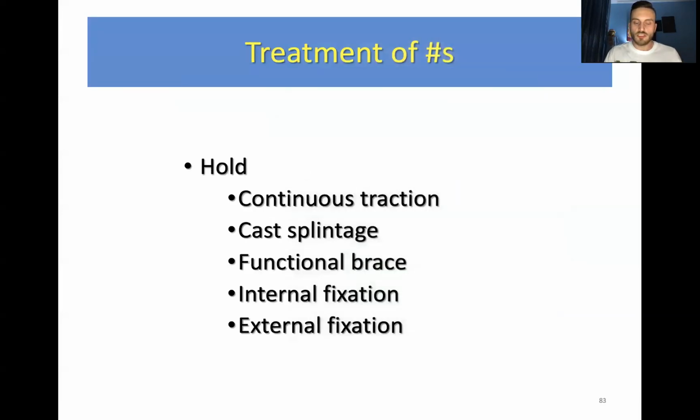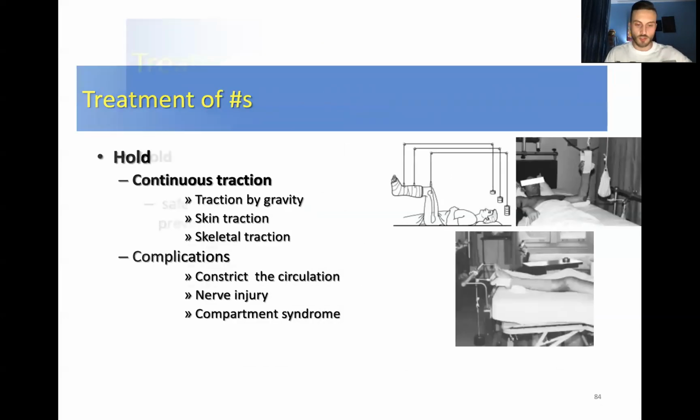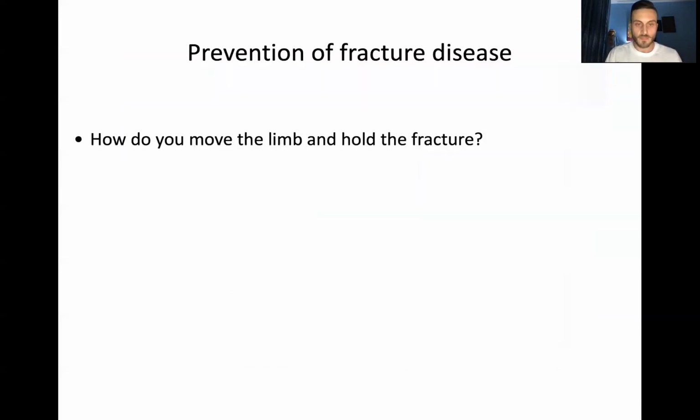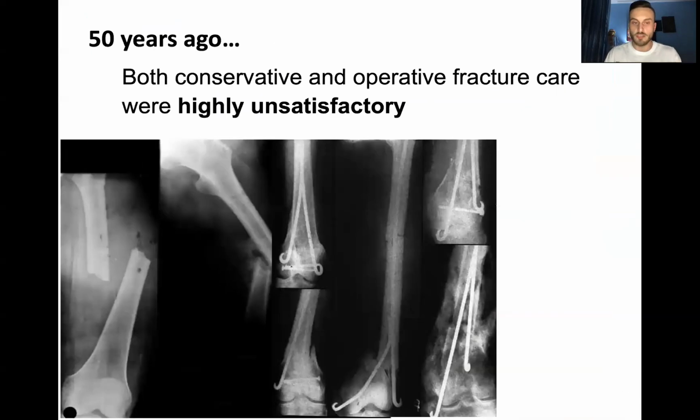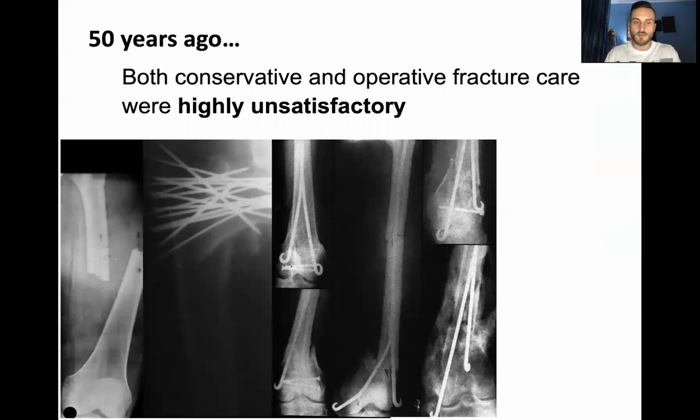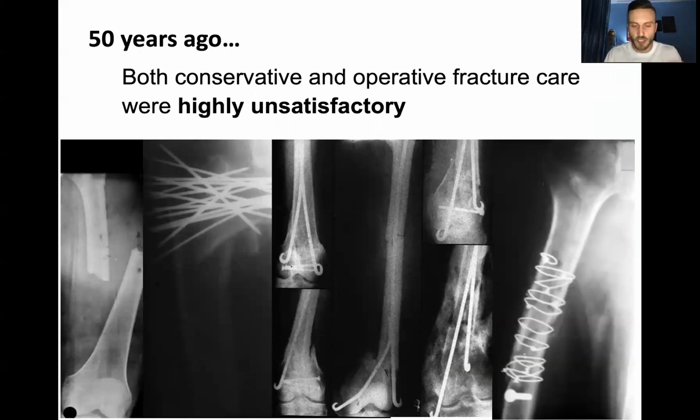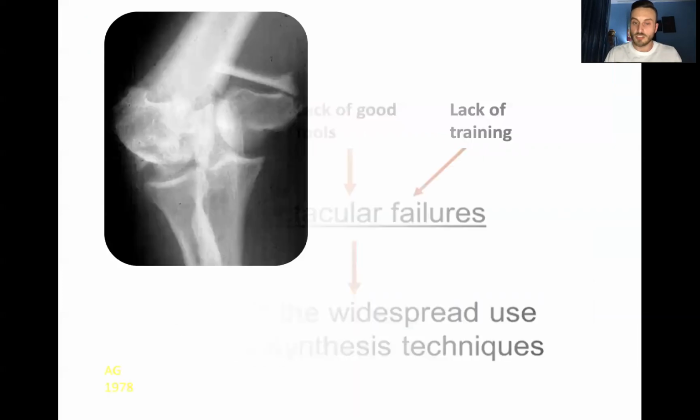So for fracture treatment, closed or open, give antibiotic for open, hold and reduce, either you splint it, cast, and you can go for internal or external fixation. You can fix a fracture with plates or screws, which is called internal fixation. Before 50 years, look at the fixation. It was very poor. Nowadays, it's much better.